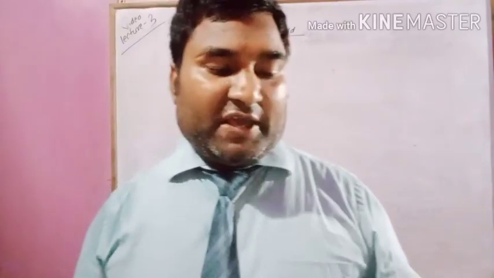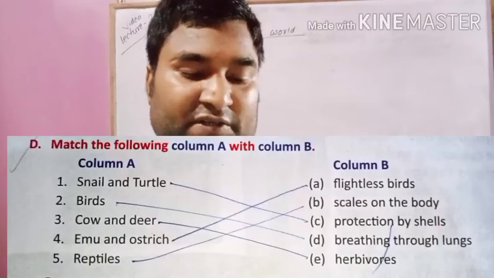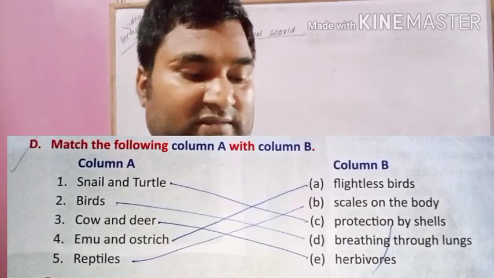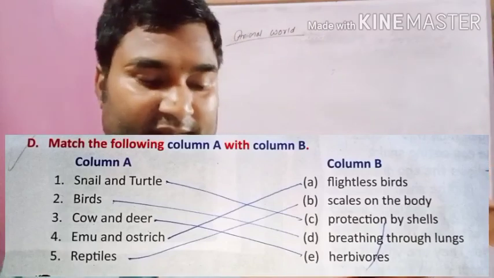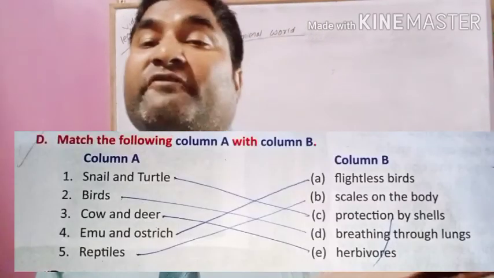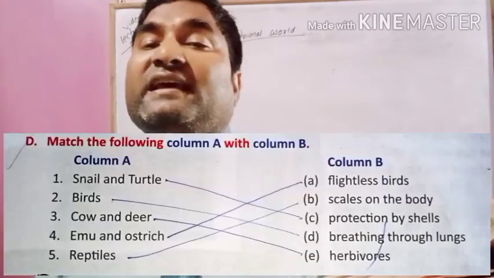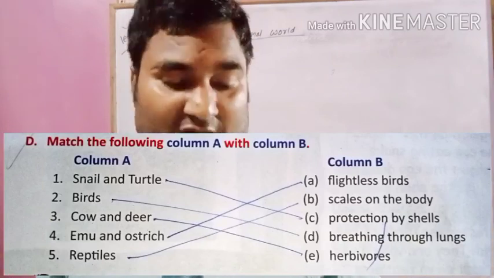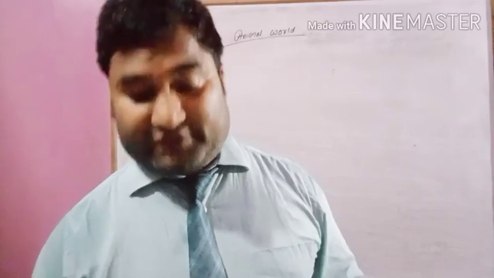Match the columns A and B. Snail and turtle, protection by shells, first is C. Birds, breathing through lungs, second is D. Cow and deer are herbivores, third is E. Emu and ostrich, flightless birds, fourth is A. Reptiles, scales on the body, fifth is B. Okay, with this all the exercises of chapter 2 are completed.